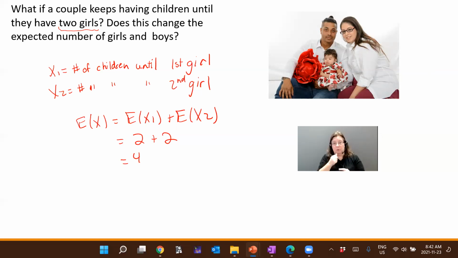So whatever your goal is, you are likely to have an equal number of girls and boys, right? From here, we can reverse engineer since we know there's exactly 2 girls. That means that the expected number of girls is 2, and then the expected number of boys is also 2.